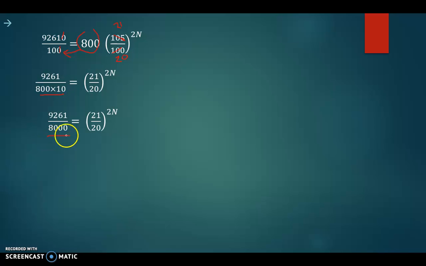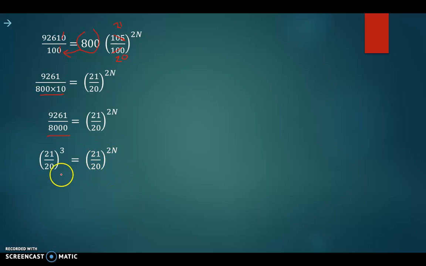Okay, so here 9,261 is the cube of 21. This number's cube is 9,261, and what is 8,000? So 8,000 is the cube of 20. So 21 upon 20 whole cube is equal to 21 upon 20 whole to the power 2n.